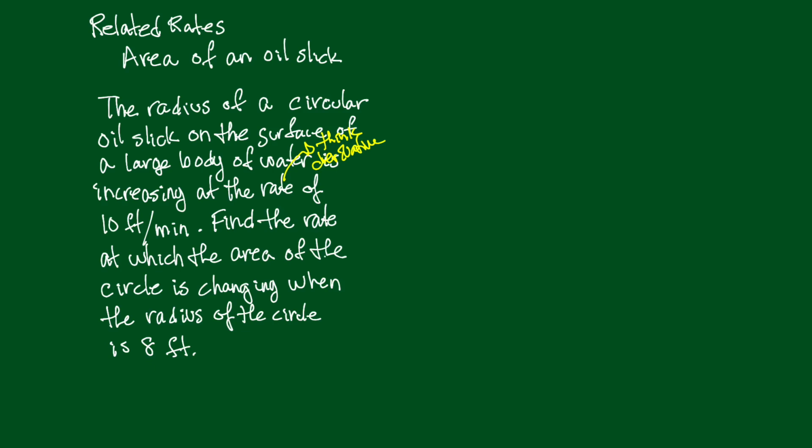All right, so what have we got now? The radius of a circular oil slick on the surface of a large body of water is increasing at the rate of 10 feet per minute. So you can imagine there's this circular oil slick, and the radius is getting bigger by 10 feet every minute. So in 1 minute, it's something, and 1 minute later, it's 10 feet more. Now, what we want to do is find the rate, the derivative, at which the area of the circle is changing when the radius is at 8 feet. All right, so right when the radius is 8 feet, find the rate at which the area of that circle is changing.